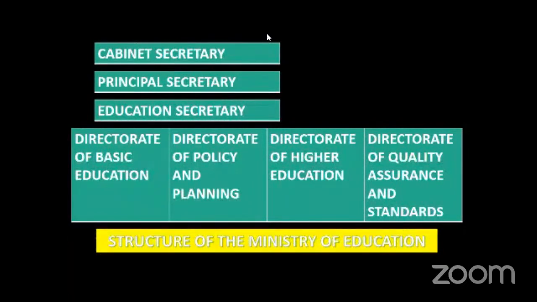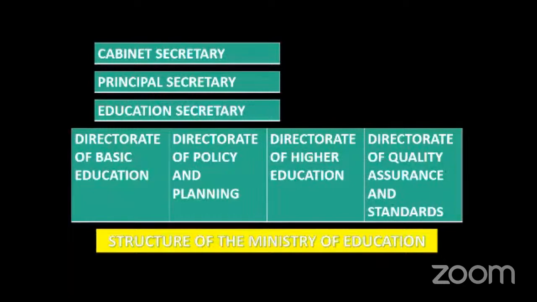Now, Directorate of Higher Education, does it mean that this one is in charge of tertiary institutions like the universities and colleges? Correctly said. Then, Directorate of Quality Assurance and Standards. I think in each county and each sub-county there is a quality assurance and standards officer, if I'm not wrong. They're in charge of checking and ensuring that the curriculum is adhered to and teachers are teaching according to what the ministry wants.